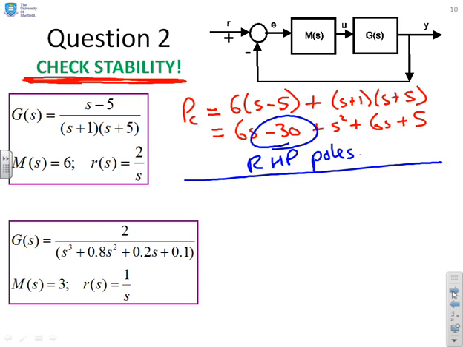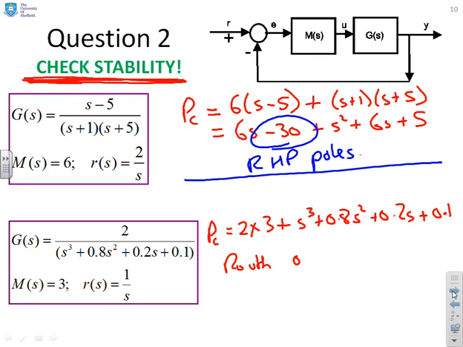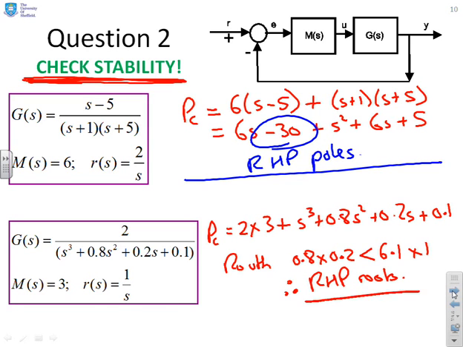What about the next one? Again, let's write out what the closed loop pole polynomial is. So we've got 2 times (3 plus s) cubed plus 0.8 s squared plus 0.2s plus 0.1. And again, it will jump out at you. I hope you can use the Routh array. So if I do Routh, if it's not obvious to you, you can see 0.8 times 0.2 is less than 0.1 times 1, and therefore you've got right half plane roots. So again, there's no point doing offset with this example.